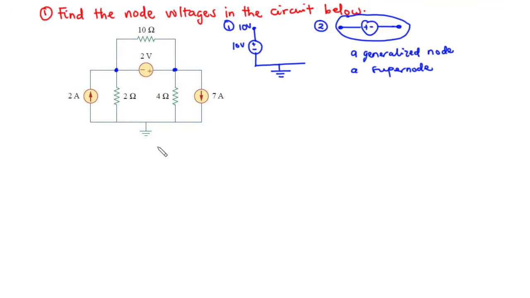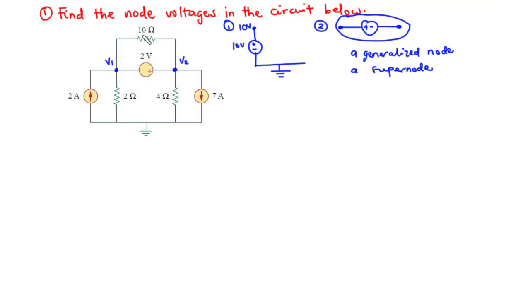Now because this is the ground, we consider this to be the reference node, and these two to be the non-reference nodes. First of all, you need to check if there is a voltage source in between the reference node and any of the non-reference nodes. Here you realize that we don't have anything like that. Secondly, you check if there is a supernode, that is, a voltage source between the two non-reference nodes, and that is yes.